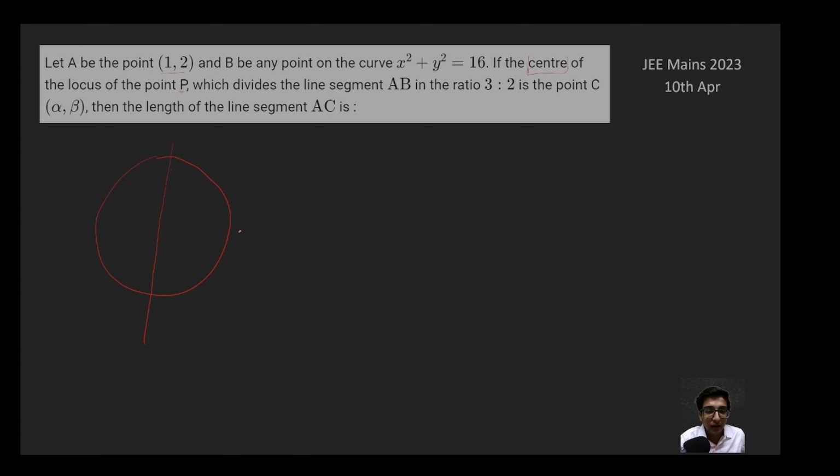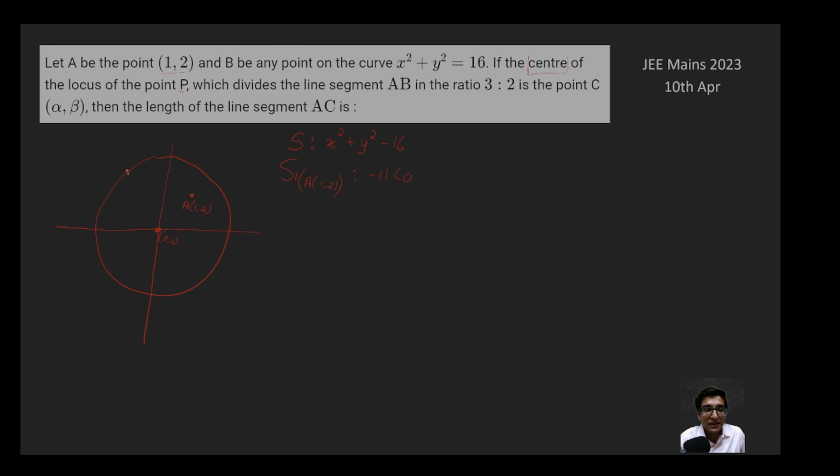This is our circle, again the standard form of the circle, where the center is at (0, 0). There is one point A which is (1, 2). Now if I take the curve x² + y² - 16 and find S1 with respect to A, what is it going to be? S1 for point (1, 2): 1 plus 4, which is 5, minus 16, so it's going to be -11, which is less than 0. That means the point lies inside the circle. Point A would be lying somewhere here, (1, 2).